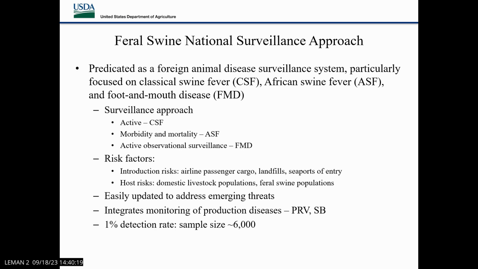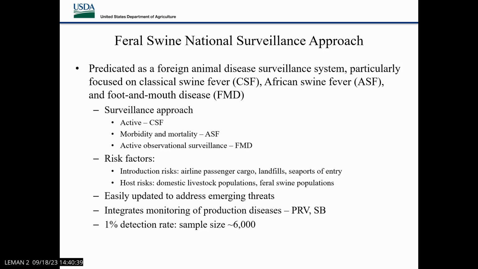And then for FMD, we're doing active observational surveillance. We ask our field biologists, as they're collecting samples and filling out metadata forms, to take a quick look along the tongue, gums, mouth, snout, hooves, for any evidence of vesicular lesion. And we triage any morbidity mortality cases or evidence of vesicular lesions through our partners in veterinary services as part of a foreign animal disease workup.